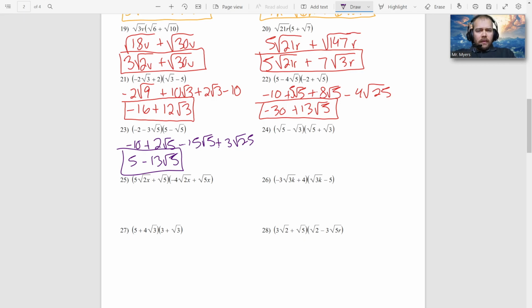Okay, next, moving on. Now we're going to go ahead and simplify as we go here. Root 5, that's 5. Root 5, root 3, that's root 15.